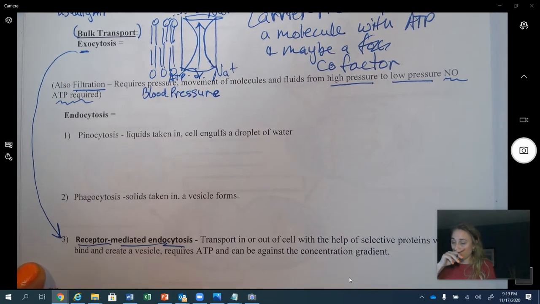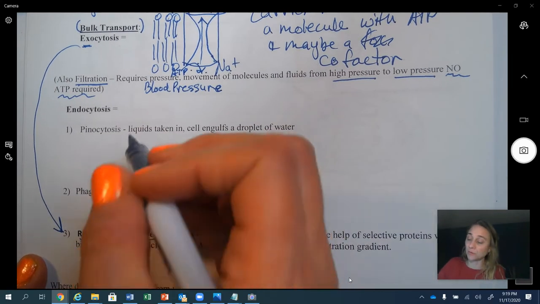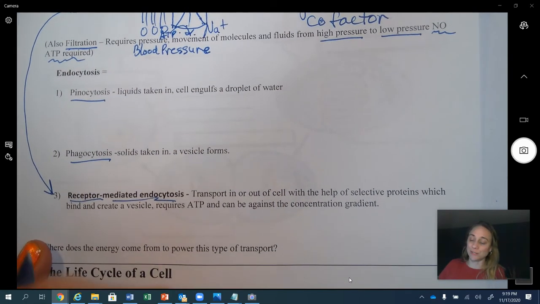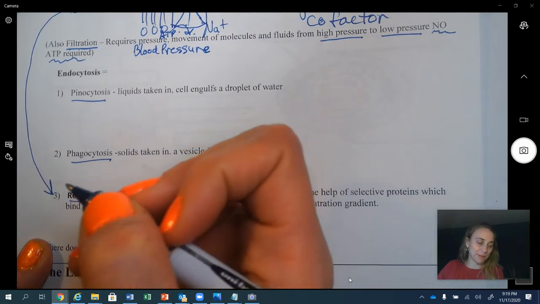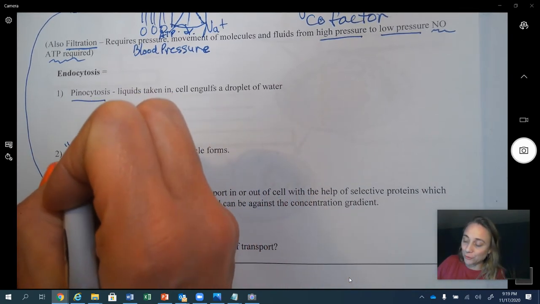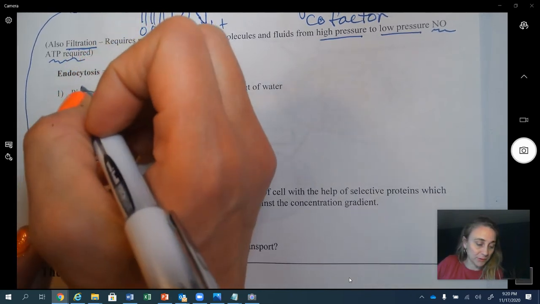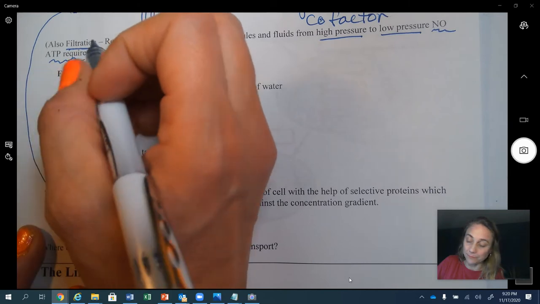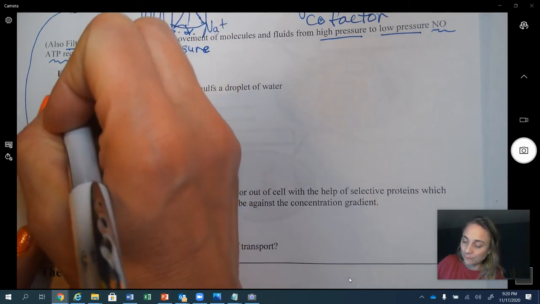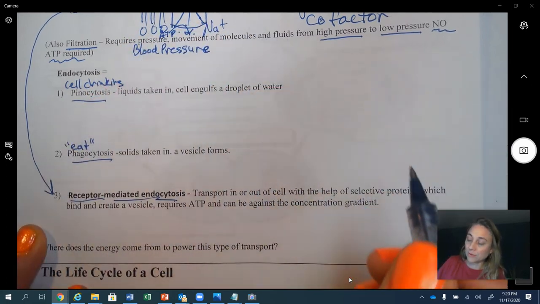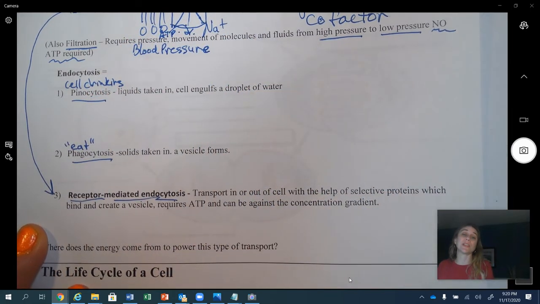Okay, but for endocytosis, the classics are pinocytosis and phagocytosis. To eat is to phage, or we would pronounce it phagocytosis, and to drink is pinocytosis. I guess this is cell eating and cell drinking. So liquids are literally taken in and the cell engulfs it.